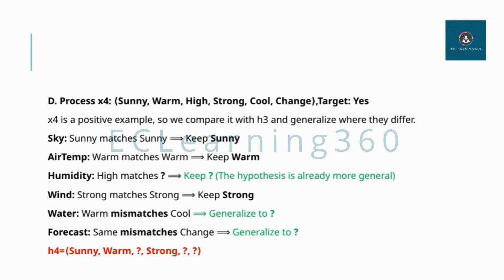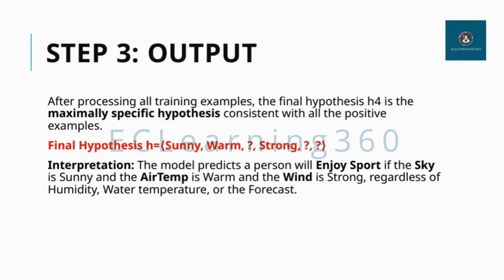The key takeaway here is how we iteratively generalize our hypothesis to cover positive examples while aiming to avoid overgeneralization. This process helps us refine our model step by step, making it more accurate and robust as we encounter new data. Now let's look at step 3, output.